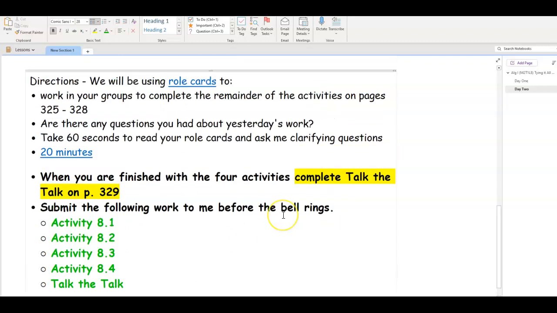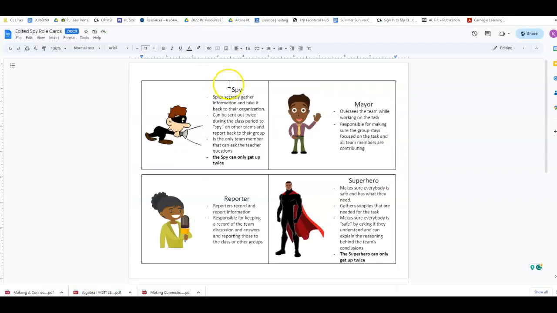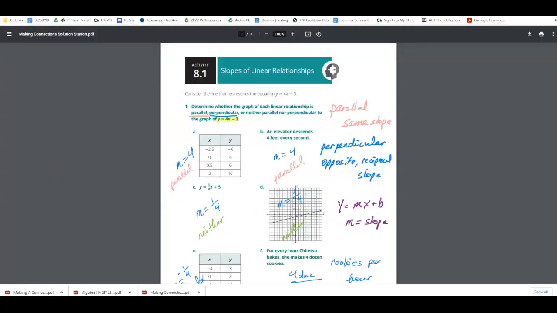So along with the role cards, the spy can get up and use a solution station that I will create, and the superhero will be able to use some QR codes that I'll have placed around the room. For example, here's what a solution station looks like.